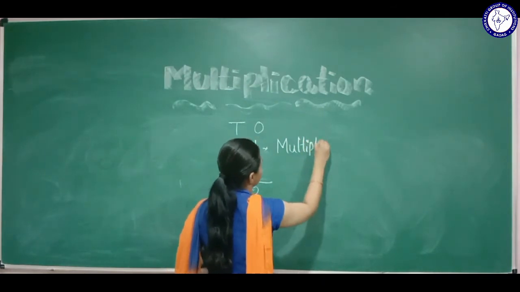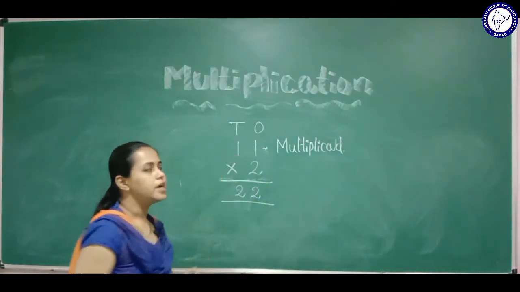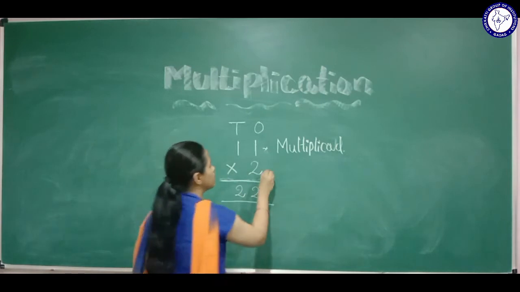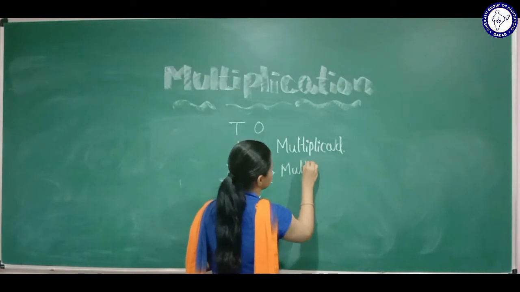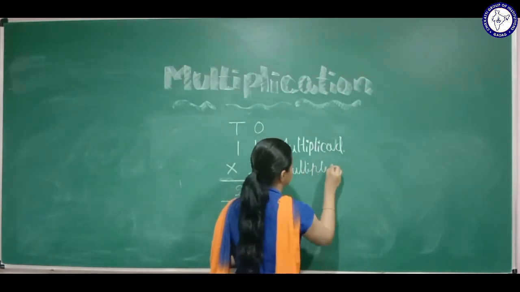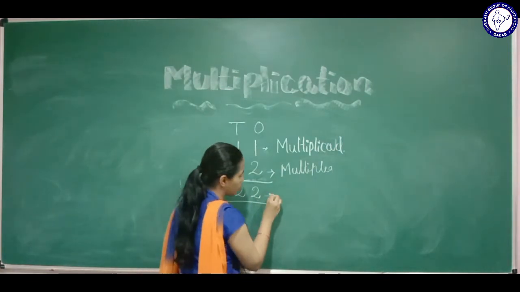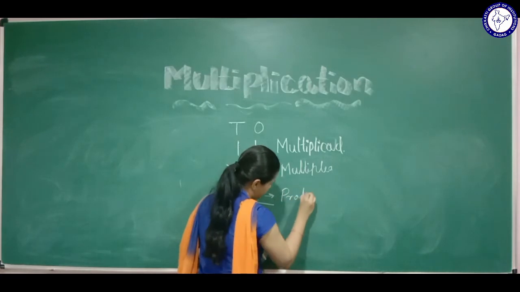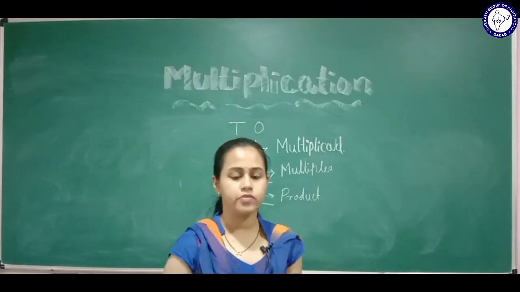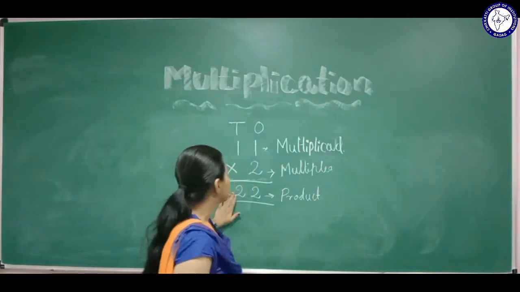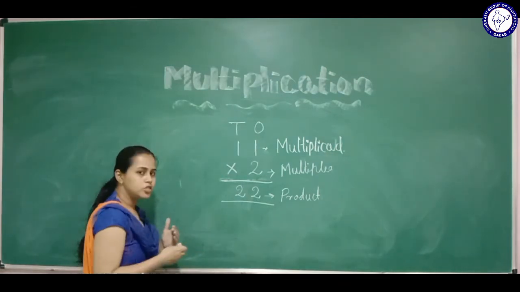This is the multiplier, where the number is multiplied, right? So what is this other number? Multiplied, right? This is multiplied and this is what we got. The answer is called the product, which you will learn in the next class, in the higher classes. Okay, so this is how we have to do it, but I'll just explain.